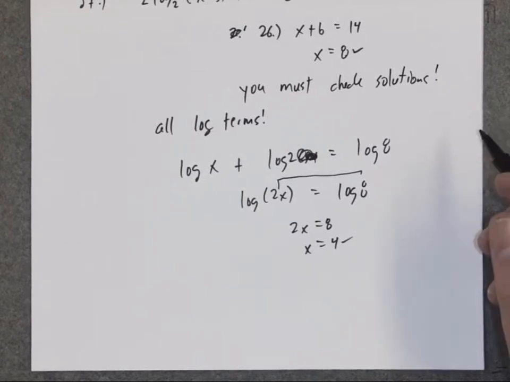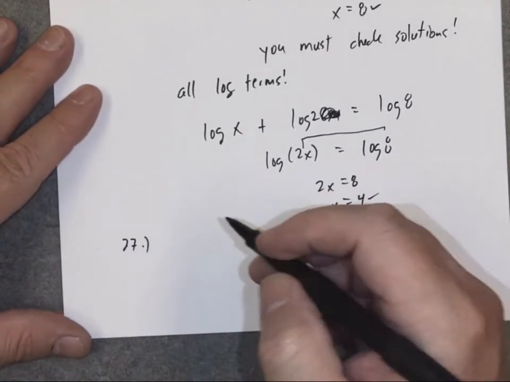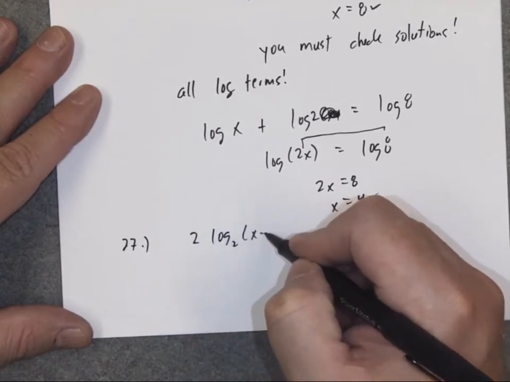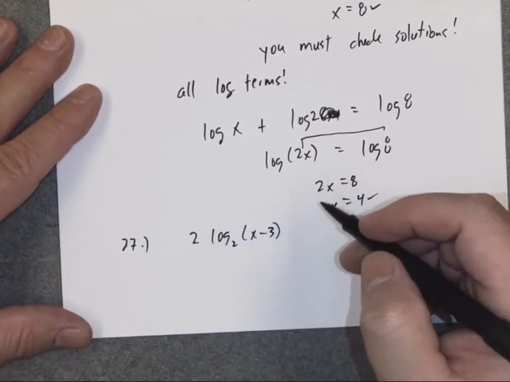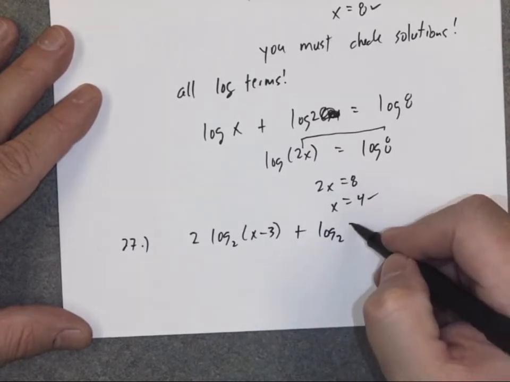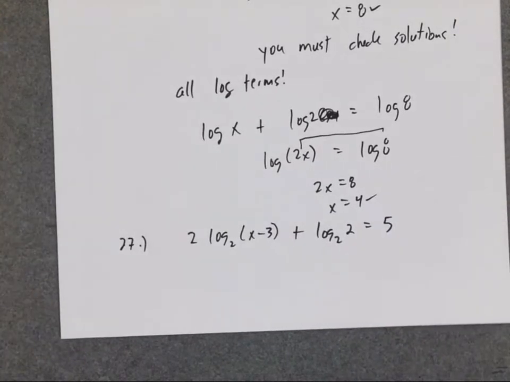All right, so that's the first kind of equation you're going to see, where all the terms are log terms. However, now, let me write 27. 27 also has 3 terms. 2 of them are log terms, and 1's a number.